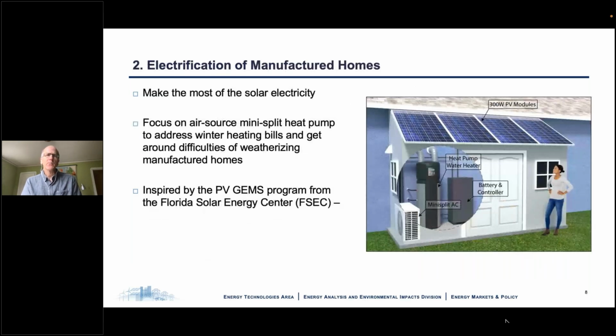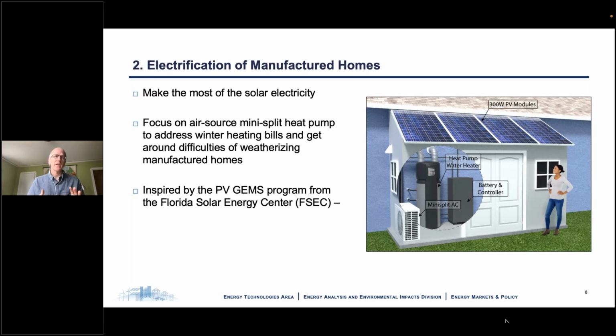The second element was to make the most of the electricity from the solar project. We would focus on electrifying these manufactured homes, specifically the heating source. The air source mini split heat pump is a common technology and relatively easy to install. And that's actually a key issue for manufactured housing.